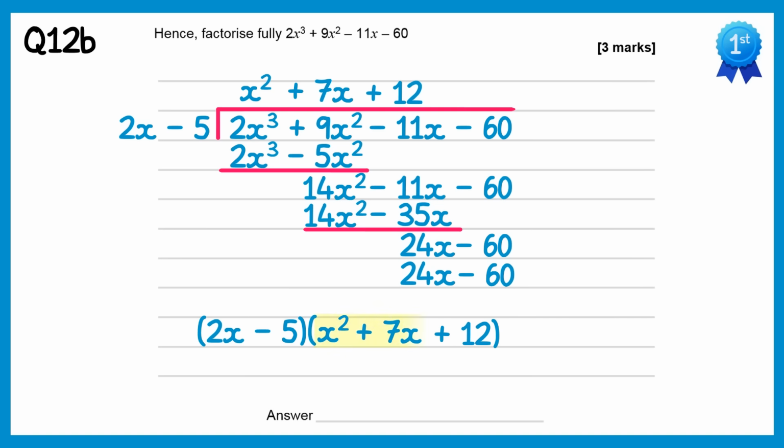Now this quadratic here can also factorise, so our answer would be 2x minus 5, and then if we factorise the quadratic, we get x plus 3 and x plus 4.